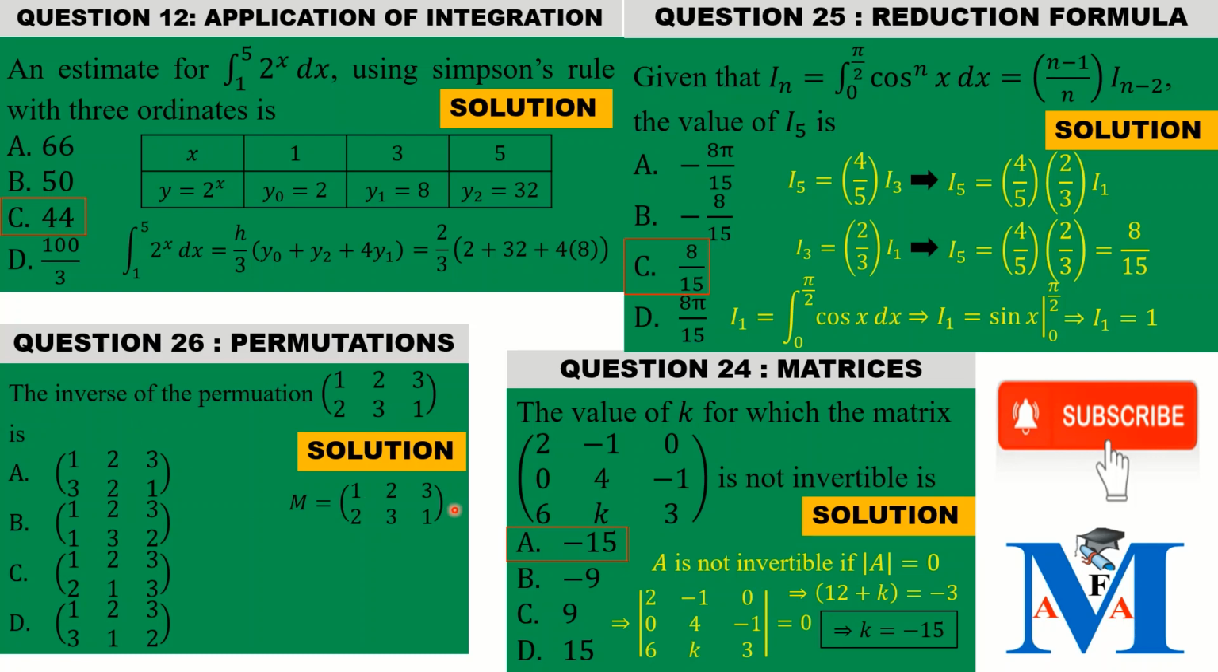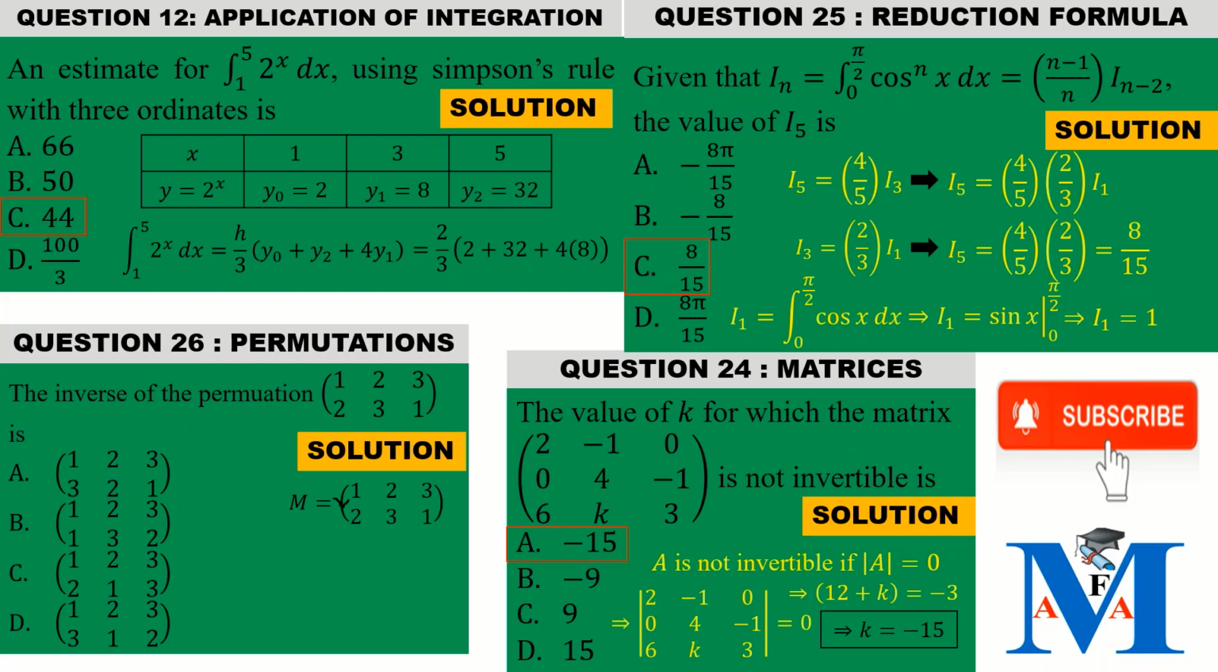Those are the entries. Now, since it is a permutation, for me to find the inverse, I need to look for the relationship between the elements that are involved. So it is something like this. When you're given a permutation like this, there is a relationship. So the arrow points down.